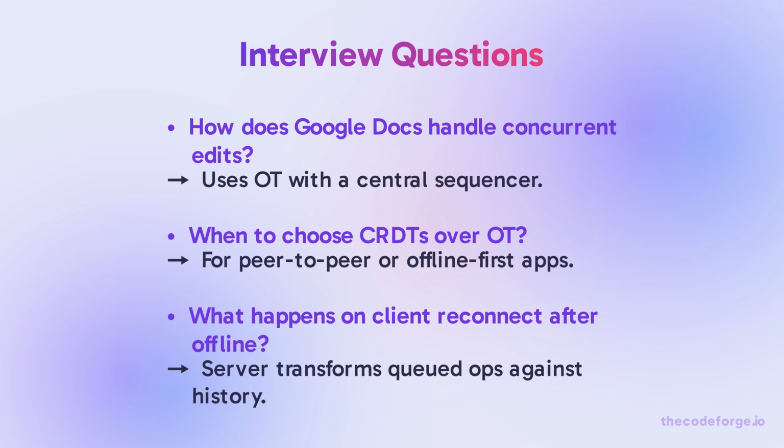Let's run through some common interview questions. How does Google Docs handle concurrent edits? Uses OT with a central sequencer. When to choose CRDTs over OT? For peer-to-peer or offline-first apps. What happens on client reconnect after offline? Server transforms queued ops against history.